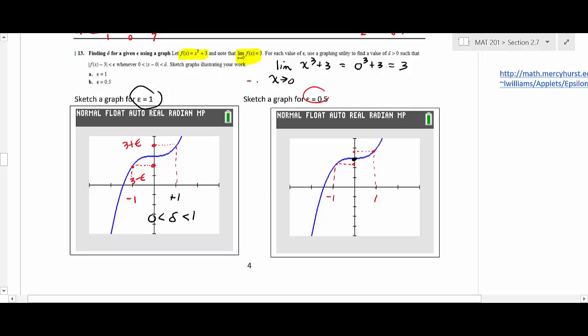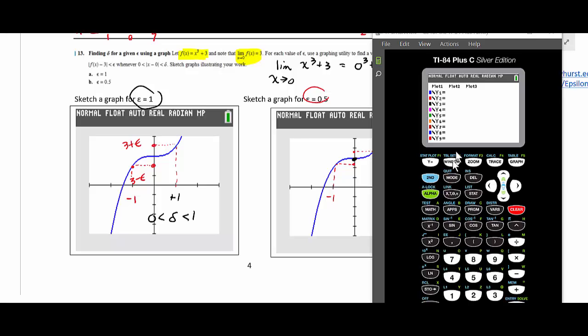I'm going to show you on a graphing calculator how you can get this exact in just a minute anyway. Okay, so I'm going to pull up my calculator and we'll take a look at how we can do this. So we're going to put in x to the third plus 3.